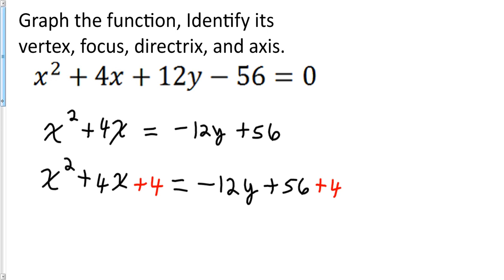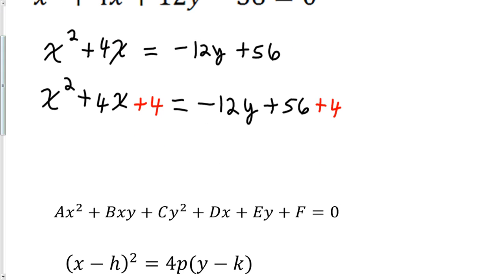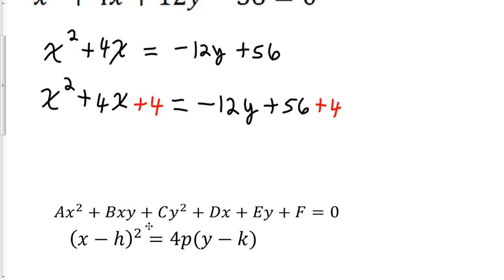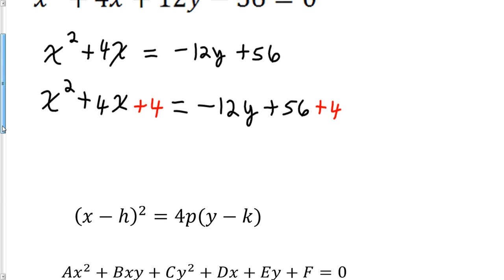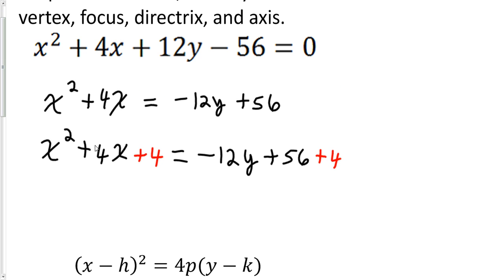All right, so now remember, my goal is to have it looking like this one here, the form that gives me h, k, and p. So what I want to do is this: the left-hand side is going to factor to give me x minus h squared. Perfect. All I need is for the right-hand side to have three factors. One of my factors is going to be 4. The other factor is going to be y minus some constant. That constant is going to be the y value of my vertex. And the last factor is p.